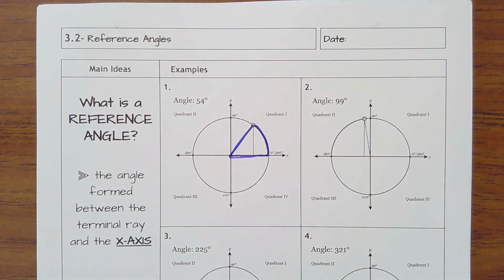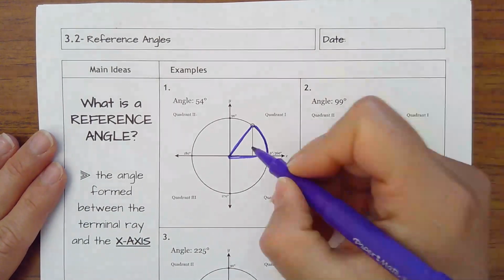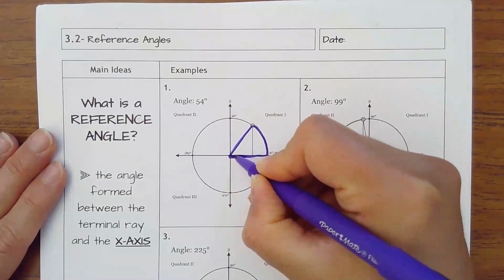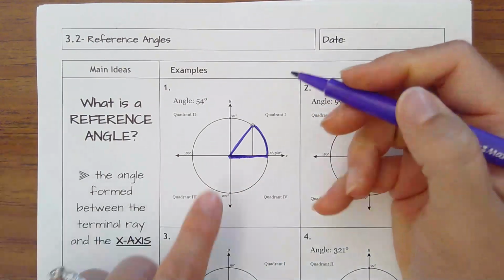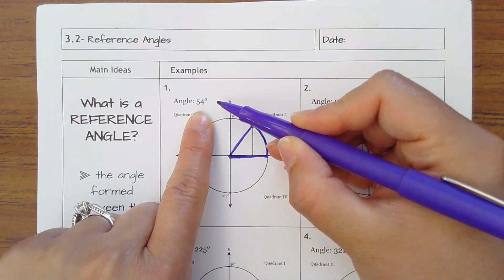Lesson 3.2 is called reference angles. A reference angle is the angle formed between the terminal ray and the x-axis. So it's always between the x-axis and where that ray stops. So in this problem, it wanted you to create a 54-degree angle.